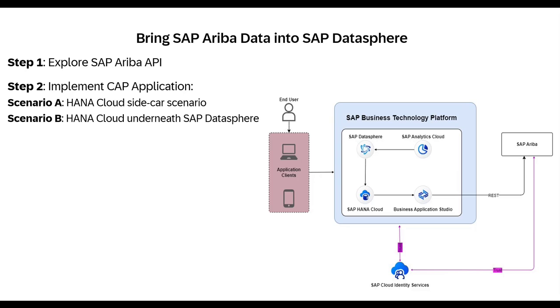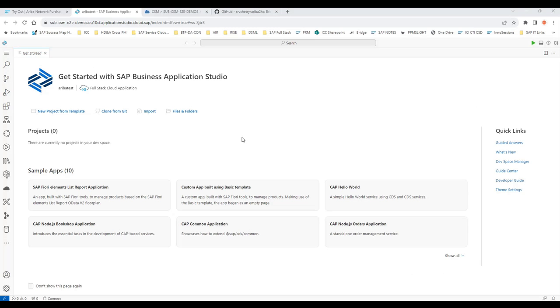As a next step, we will go into the implementation part of the CAP application, which is divided into two parts. One is HANA Cloud used as a sidecar scenario, and then the HANA Cloud underneath SAP Datasphere used as the persistence layer. We will now focus on the implementation of this CAP application, and for that I am right now logged into the SAP Business Application Studio.